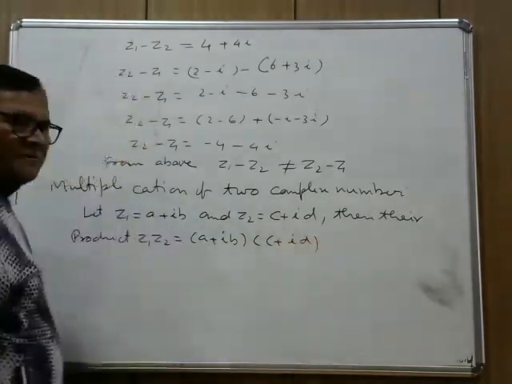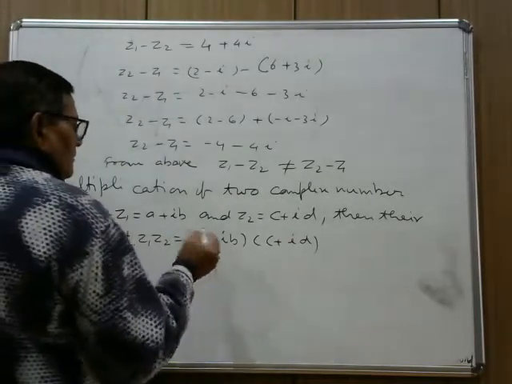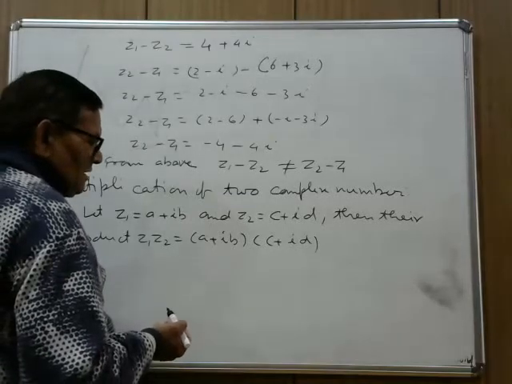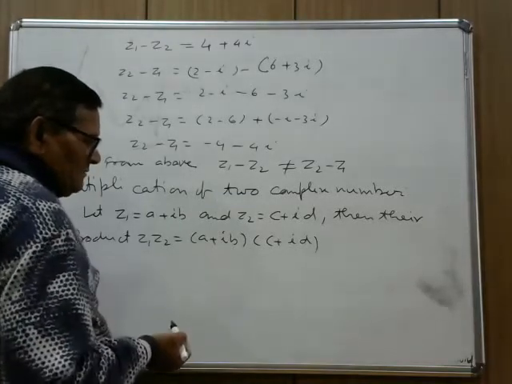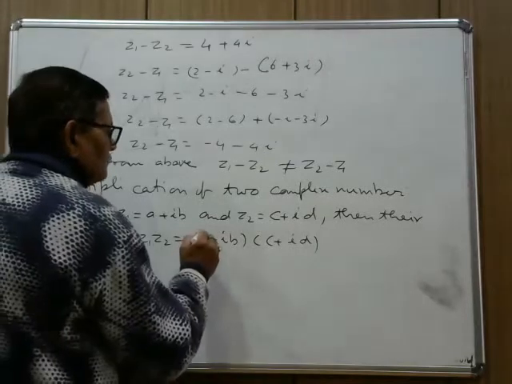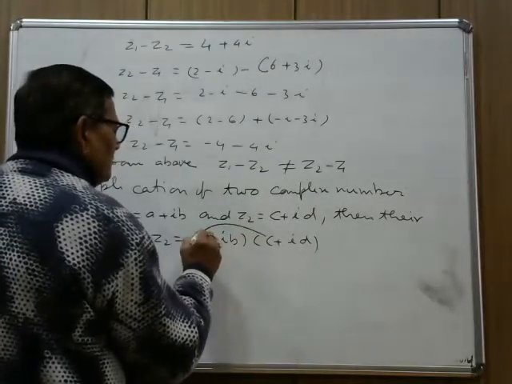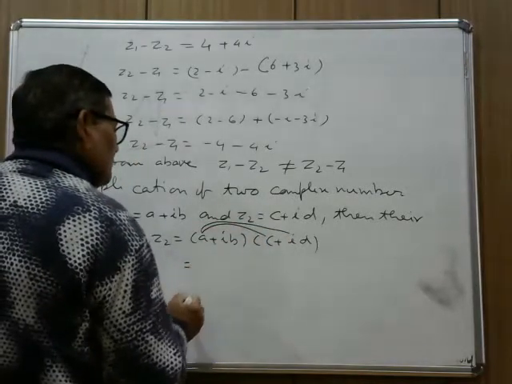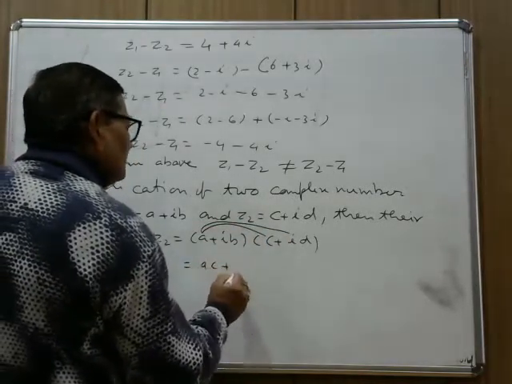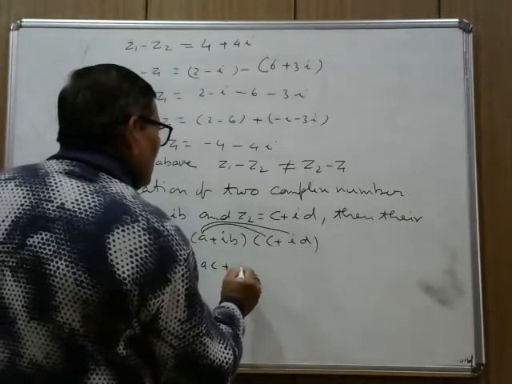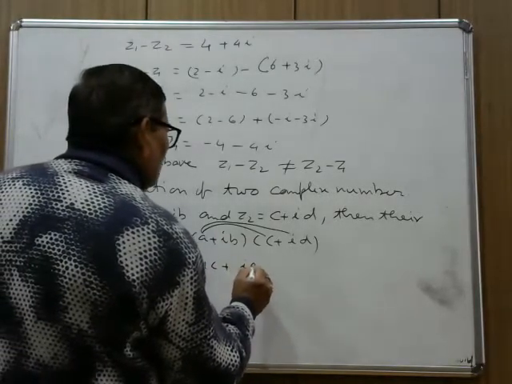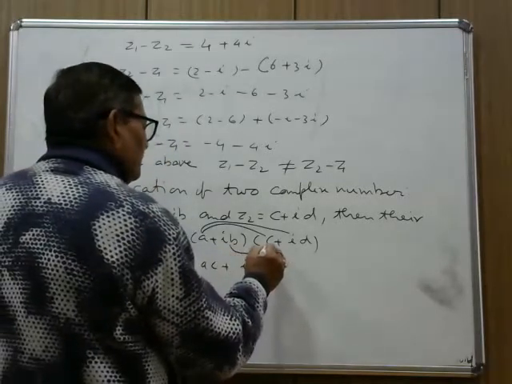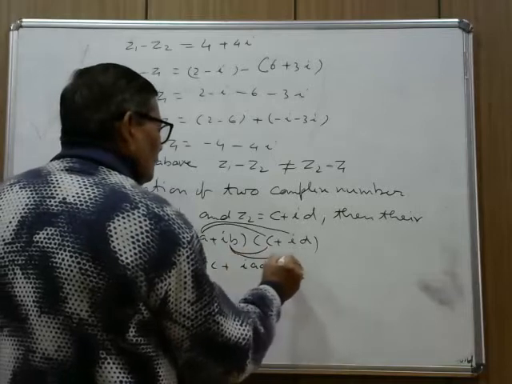Now you observe the multiplication. It is simple, as the multiplication of two algebraic expressions, by assuming that in the product your i square is minus 1. So first you multiply a into c, then you multiply a to id. So you will get your product as ac plus i into ad.